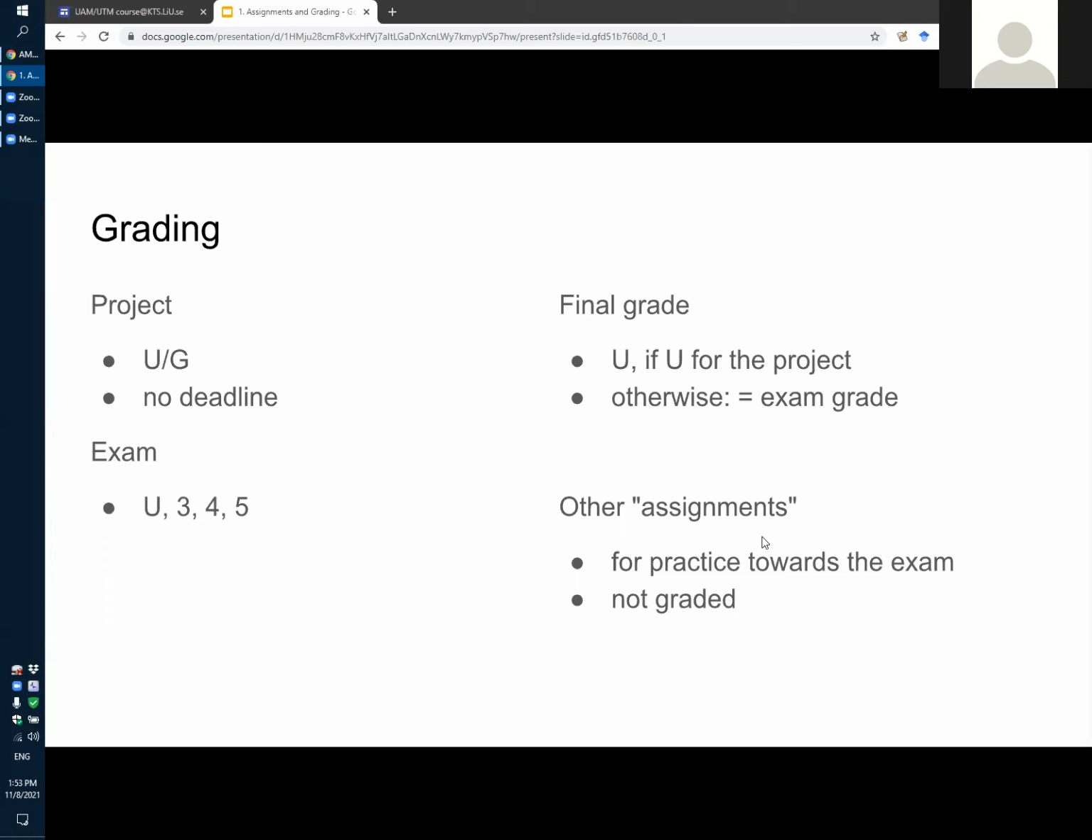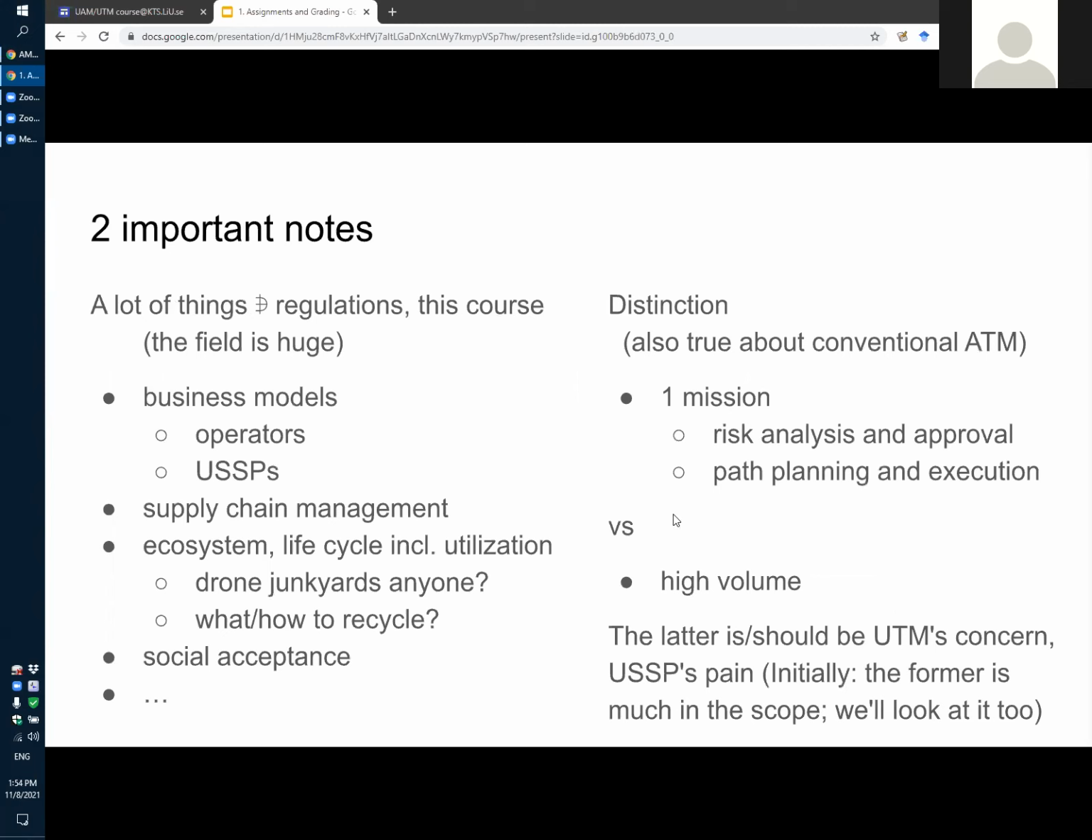Of course, they will not ask you for something like that on the exam. So that's about the assignments and grading. A couple more slides in this set just before we finish the first 45 minutes.